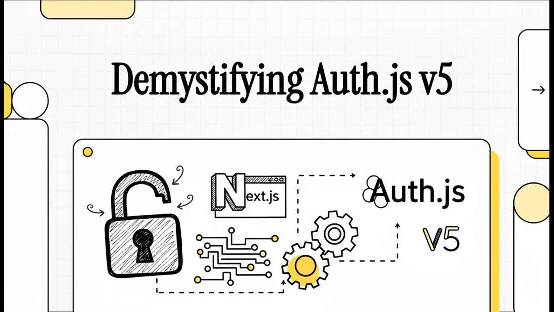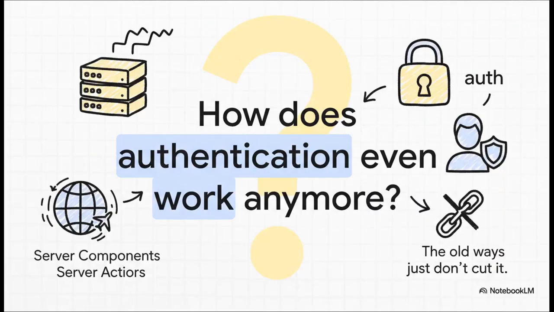All right, let's talk about something that has pretty much every Next.js developer scratching their heads. How do you handle authentication in the new app router? Today, we're going to crack the code on Auth.js version 5 and show you exactly how it makes everything finally make sense. I mean, if you've been looking at this wild new world of server components, server actions, and running code on the edge, and just thinking, wait, how does Auth even work anymore?